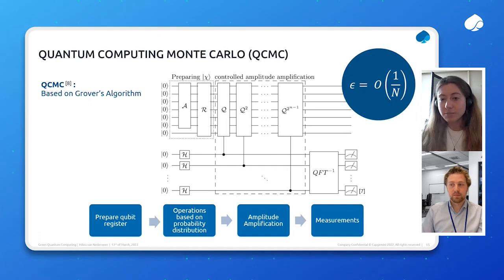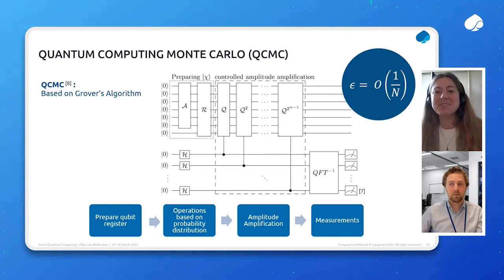Then amplitude amplification is performed. This is because the correct solution is encoded into the phase, but we can't directly measure the phase, so we need to amplify the amplitude to get the solution state also in the amplitude. And then when this is performed, in the end, we can perform measurements to find out what our option price should be, or derivative price.